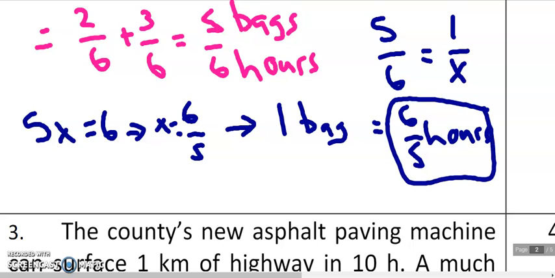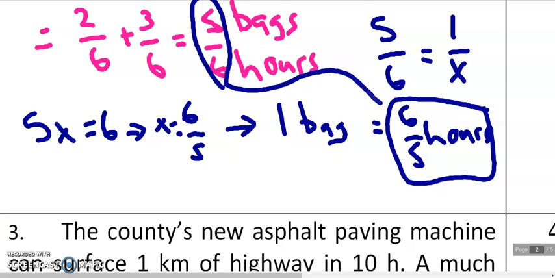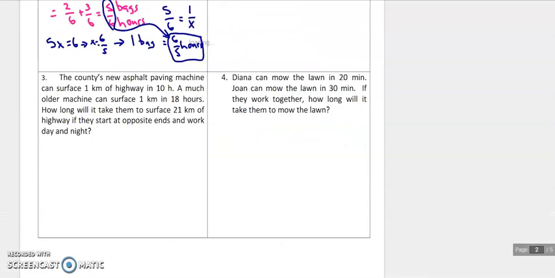I want you to notice how the final answer for one bag was related to the combined rate. If 5 bags in 6 hours was our original rate, to get to one bag, all we really had to do was find the reciprocal. Flip that fraction over. So let's take note of that shortcut when we do our next example.